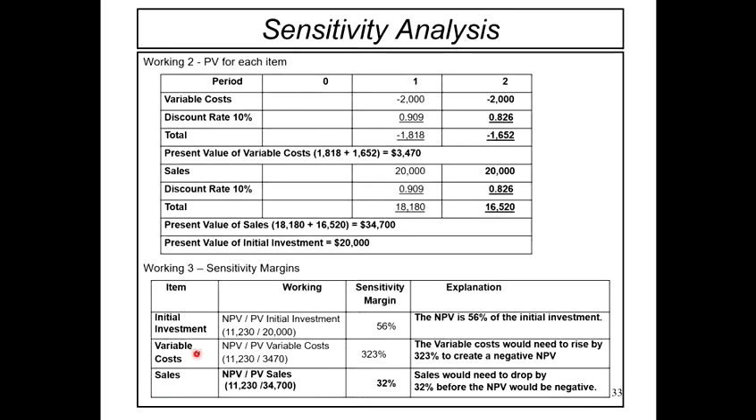Next, kita kira pula untuk sensitivity margin for the sales. Take the NPV value 11,230 divide with PV sales that we calculate here, that is 34,700, and times with 100%, you will get 32%. So apa explanation kepada calculation kita ialah NPV is 56% of the initial investment. And then for variable cost, the variable cost would need to rise by 323% to create a negative NPV.